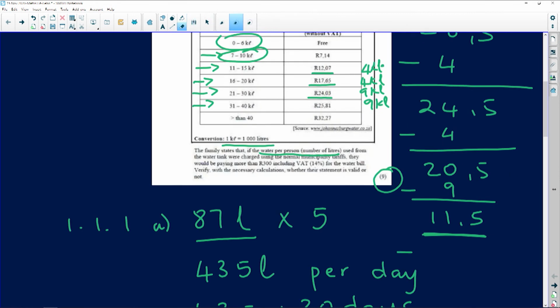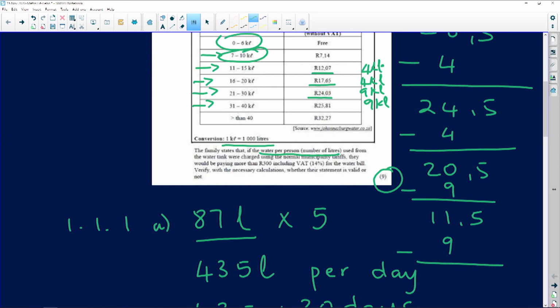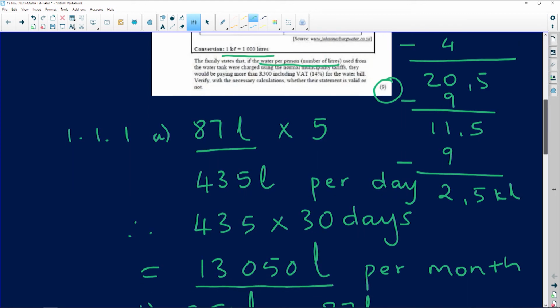Minus 9 kiloliters of water. So 11.5 minus 9, 2.5. Some of you, I can already hear you saying, this is too long. If it comes up, I'm going to leave it. That's marks that you are leaving. Do as much as you can. So 2.5 kiloliters of water are remaining over there.